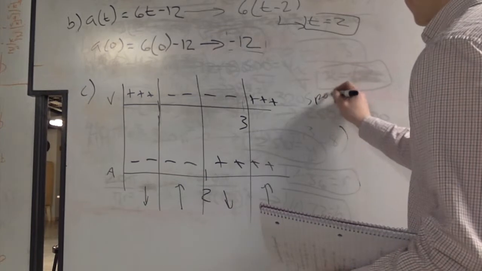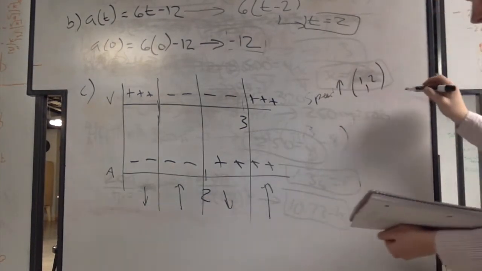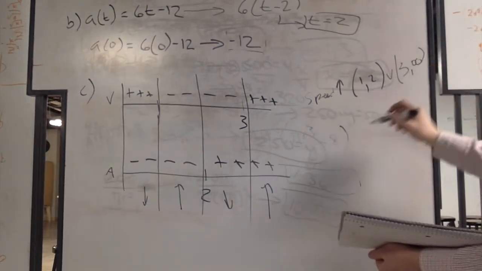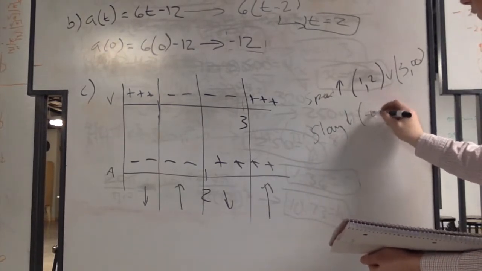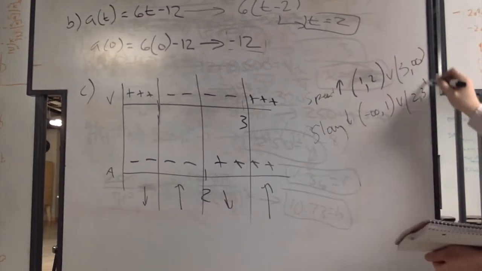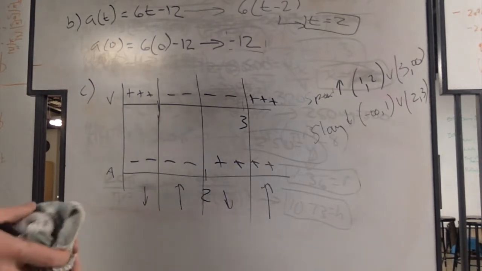So for that notation, it speeds up from 1 to 2, union 3 to infinity, and then it slows down from minus infinity to 1, union 2 to 3. Make sure you can see that. So I'm just going to quickly erase this section, and then I will do the last part where I draw the distance from t equals 0 to t equals 5.